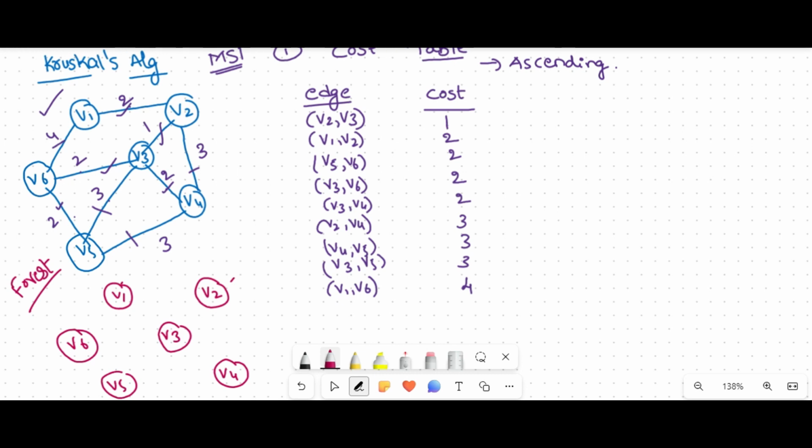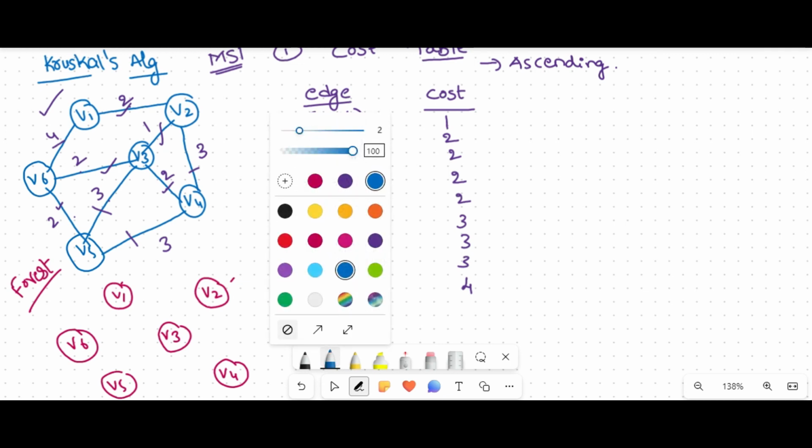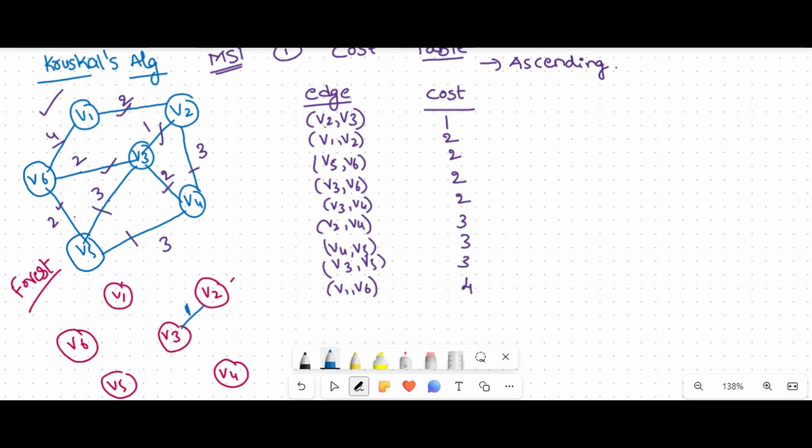So one by one we will add edges in such a way that it should not form a cycle. Why? Because a minimum cost spanning tree should not form a cycle. So add one by one. V2 to V3, 1 unit. Yes, it is not forming a cycle. That means this is added to the forest.